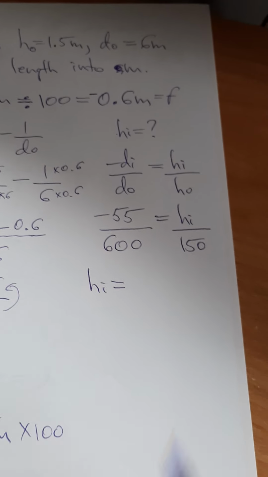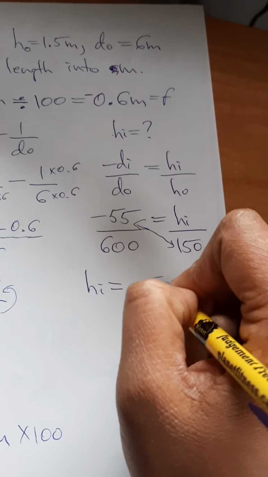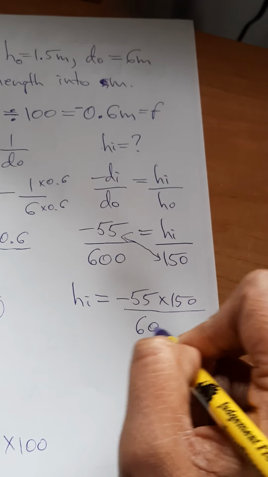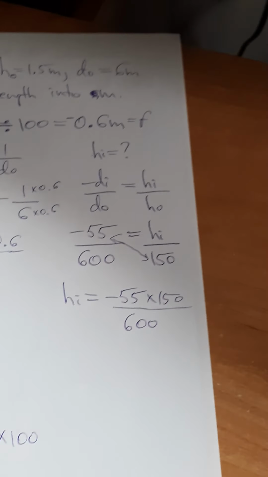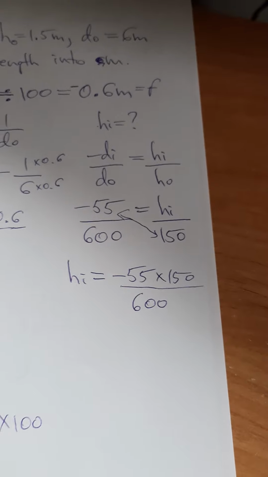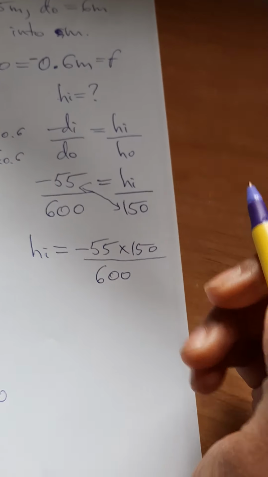A little bit of simple math here. Make sure you are just cross multiplying these numbers. So I'm doing negative 55 times 150, and then divide it by 600. So put that onto your calculator, and we are getting negative.